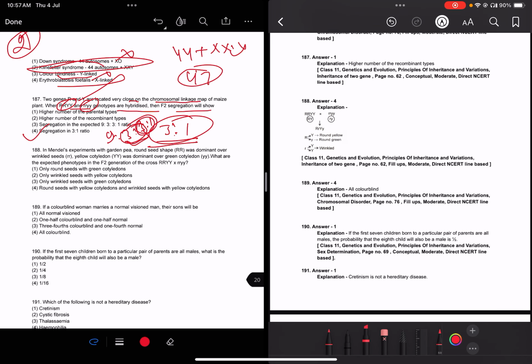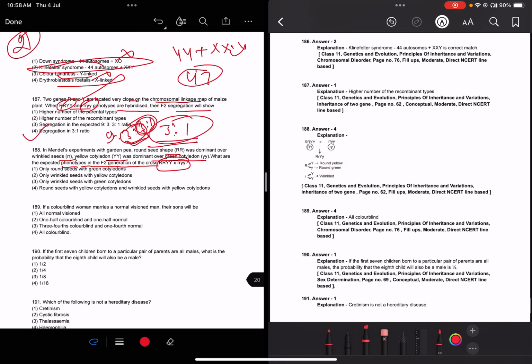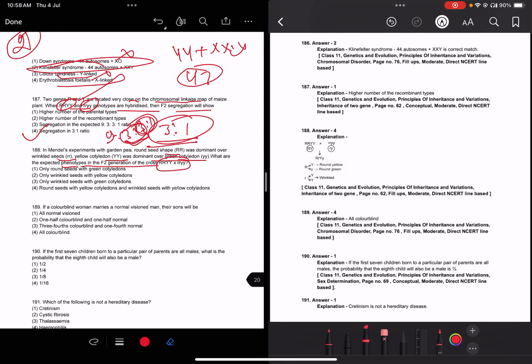188. In a Mendelian experiment with garden pea, round seed shape R was dominant over wrinkled shape, and yellow cotyledon Y was dominant over green cotyledon. What are the expected phenotypes in the F2 generation of the cross? This is question number 188. Now, sorry, read question 187 again. There may be a mistake in question 187.